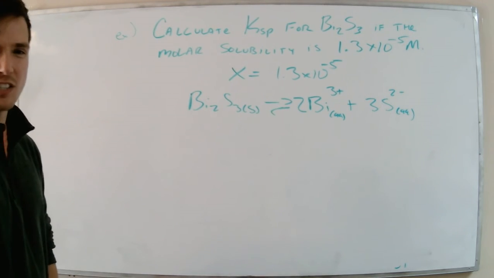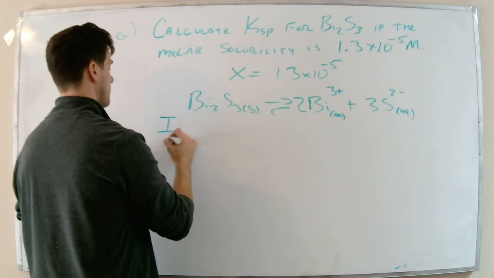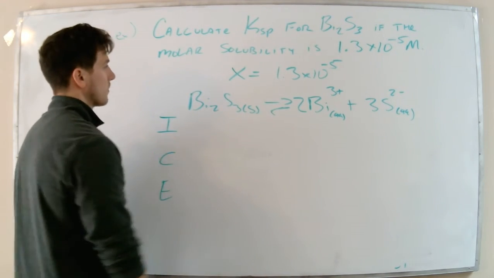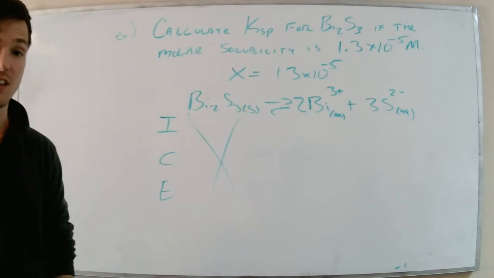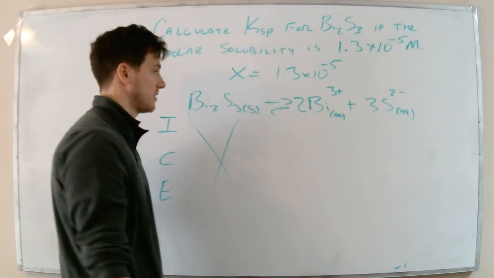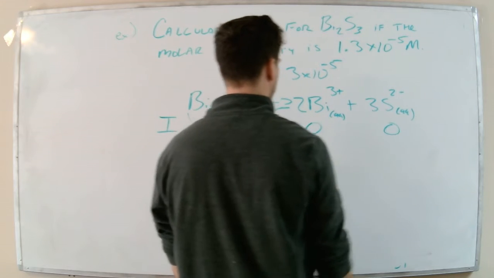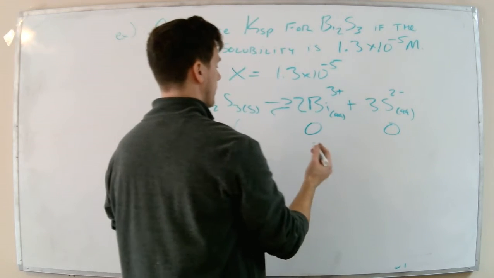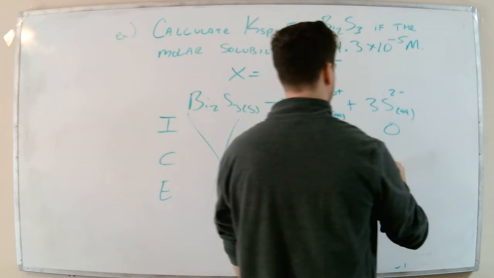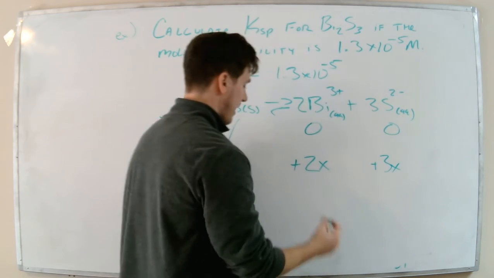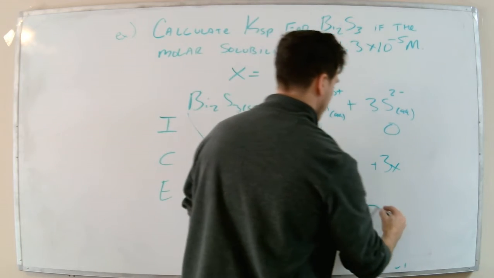Right, let's go ahead and do our ICE table, and we'll do our Ksp expression later. Initial concentration, right? We never have that on the solid side. It doesn't matter because it doesn't affect equilibrium. These are always 0. Here we have plus 2x, plus 3x. And for now, let's just put 2x here and 3x here.